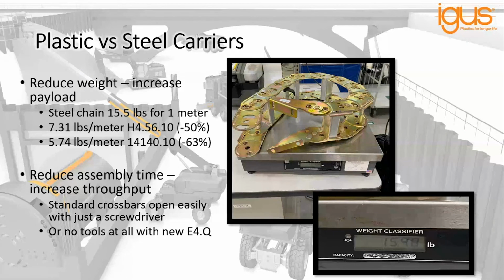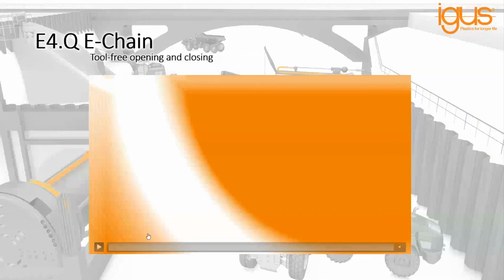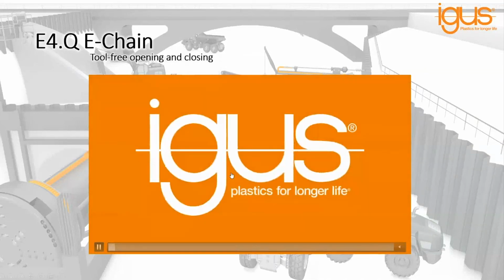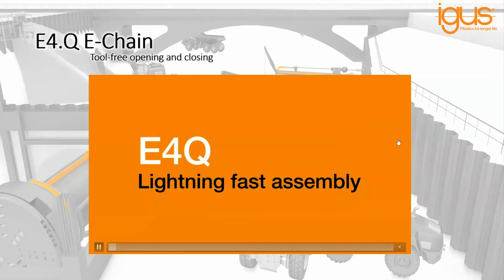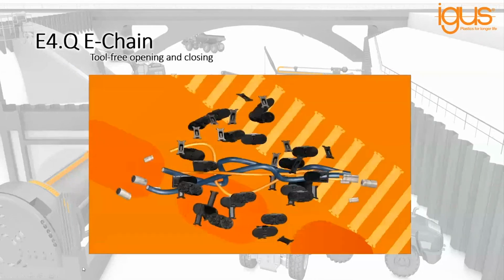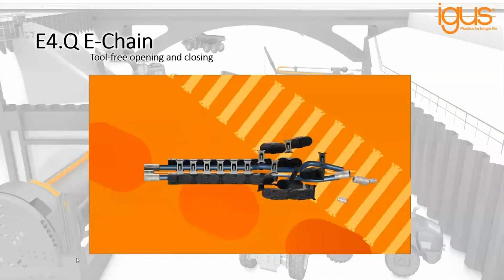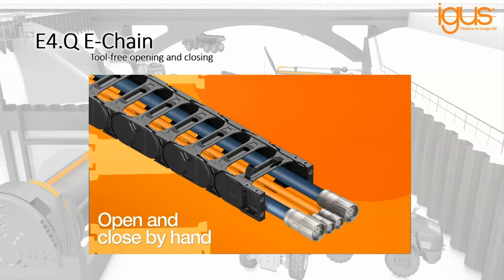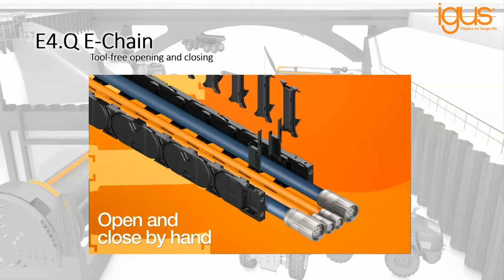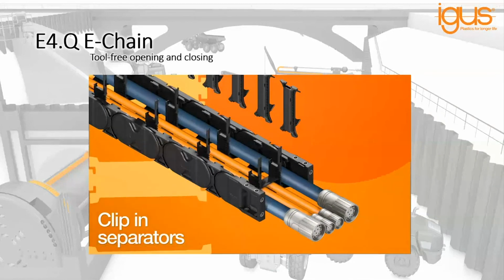So Don, you can advance the slide, and we'll have a short video that shows the E4Q series energy chain. It's a new series from igus that's just been developed and launched this year. And it takes a step further in that it doesn't even require the flathead screwdriver. It works entirely by hand. So we'll see an animation here of the pieces coming together. There's a clasp on the crossbar that can just be opened by hand. So not even the screwdriver is required anymore.